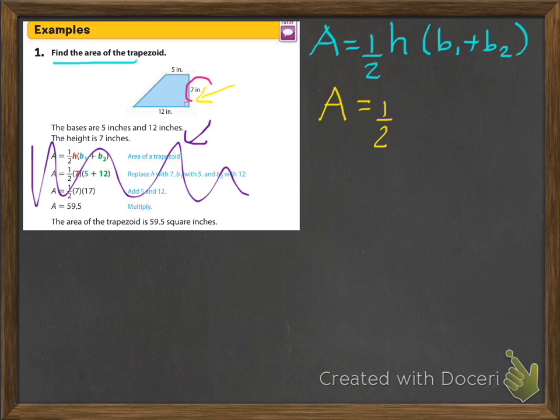So let me change colors here. We're going to do that in pink. So it's going to be times 7, because that's the height. Then we're going to go back and put the formula in again. So base 1 plus base 2. So let's see if we can find out what base 1 is. Base 1 we could say is 5 inches. So we're going to put a 5 here. Base 2 we're going to say is 12 inches. So we're going to put a 12 here.